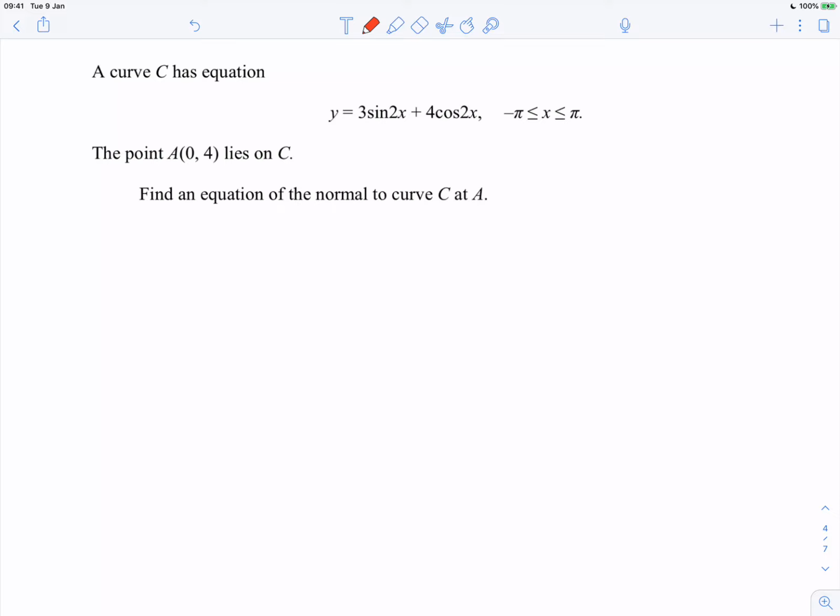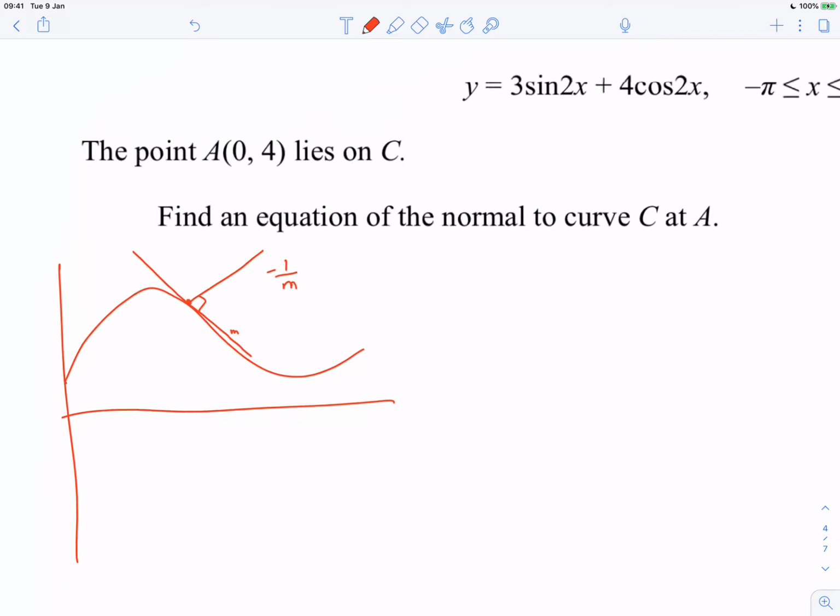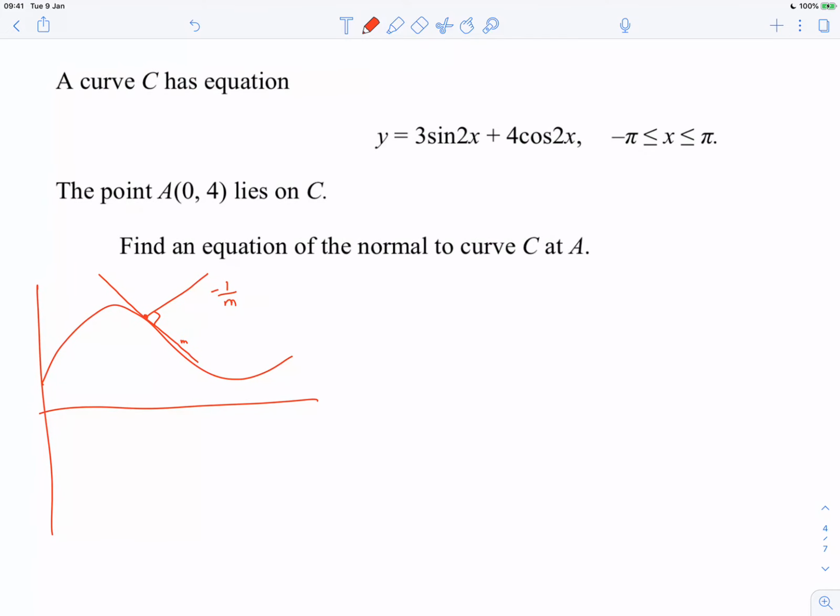Okay, right. So, concept time. I don't care what the curve is, say it looks like that. If I find dy by dx, then I will find the gradient of the tangent. But I want the normal, which pops out at perpendicular right angles to it. So therefore, if I find the gradient of the curve at that point, all I need to do is find the negative reciprocal, and that will give me the gradient of the normal.